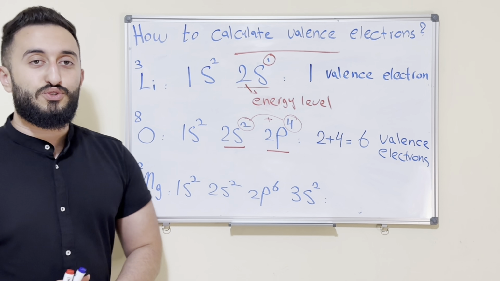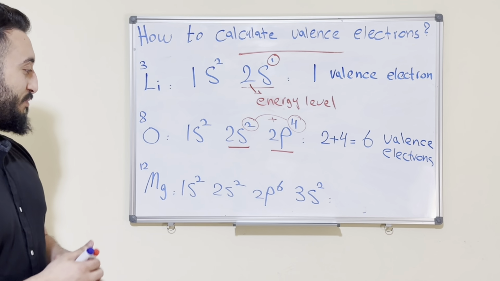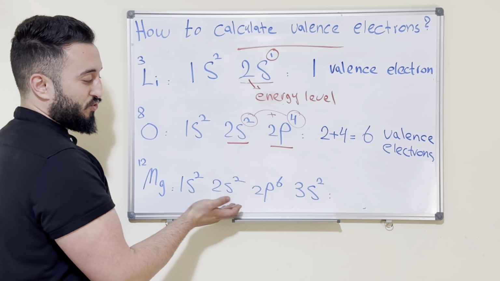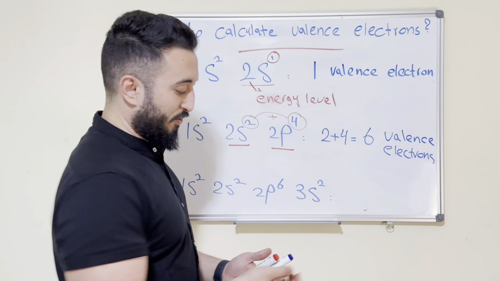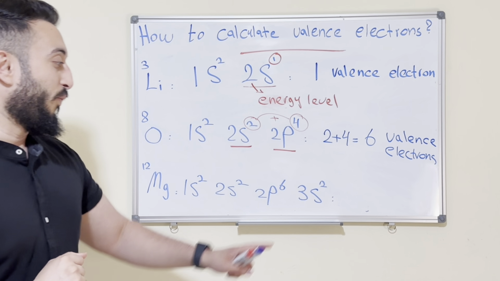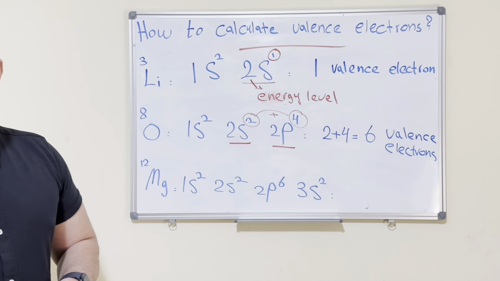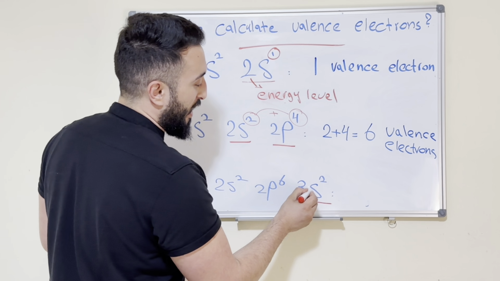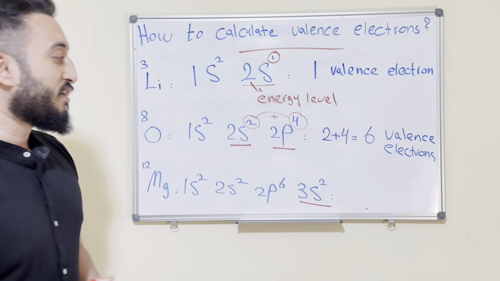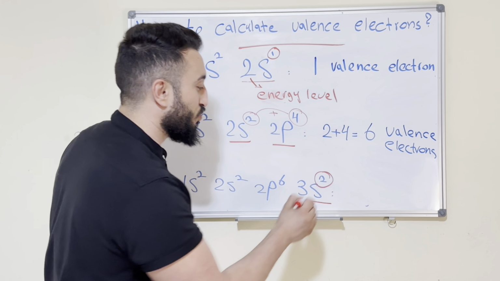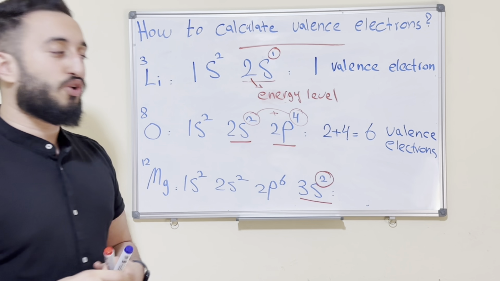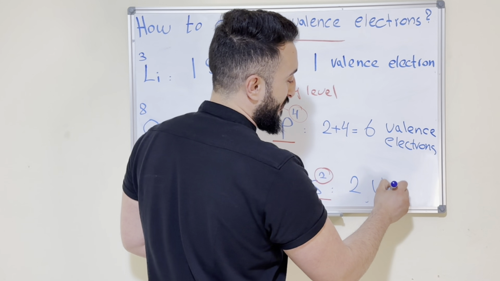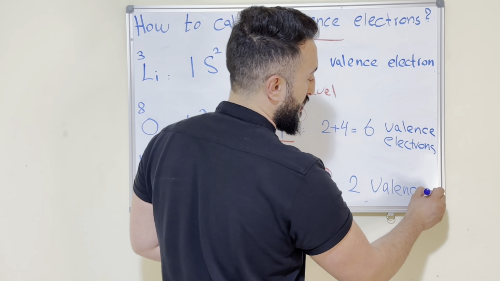So let's try to apply the same thing to magnesium 12. The electron configuration is 1s2, 2s2, 2p6, and finally we have 3s2. What is the highest number here? The highest number is 3. How many electrons does 3 have? We have 2. So this 2 is the total valence electrons. So now we have 2 valence electrons.